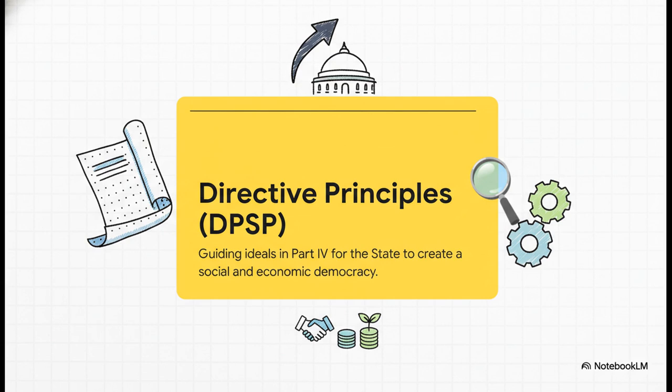And the answer they came up with? Well, it was brilliant. The Directive Principles of State Policy, the DPSPs. You'll find them in Part 4 of the Constitution, and you can think of them as a set of instructions, a moral compass for all future governments. And what's the ultimate goal? To go beyond just political freedom and actually build a real social and economic democracy.